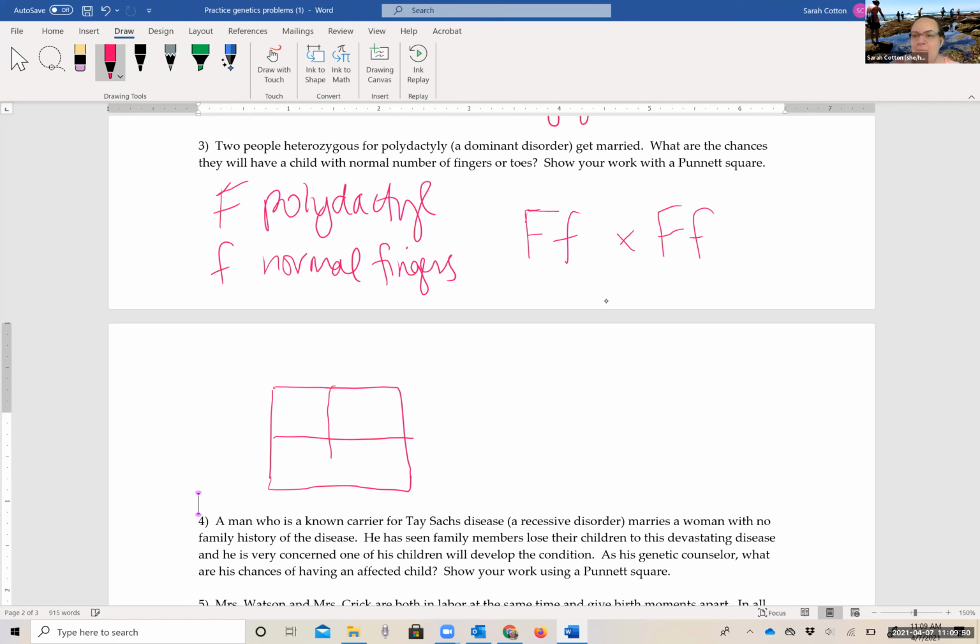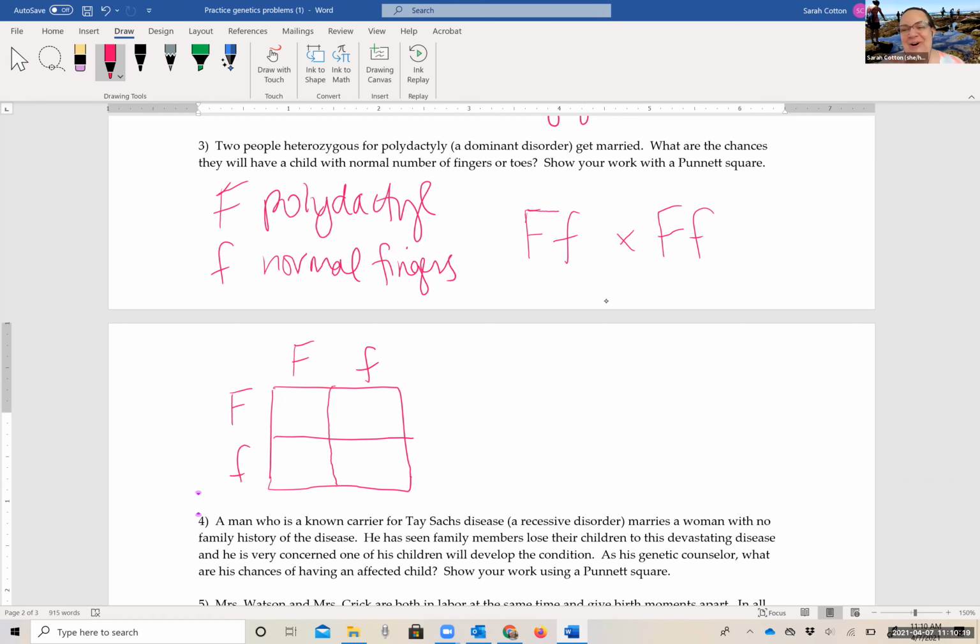Okay. So here's the big question. How do we set up a Punnett square? Put big F, little f on top, big F, little f on the side. That is correct. But I want to know why we do it that way. What is it that represents? The one on top will represent the male, and the one on the side will represent the female. Yes, that is also true.